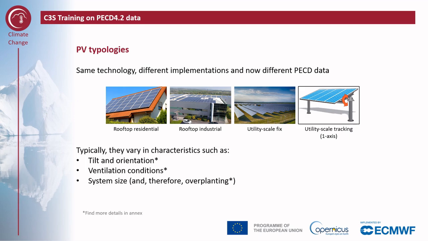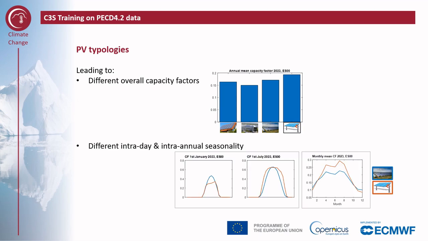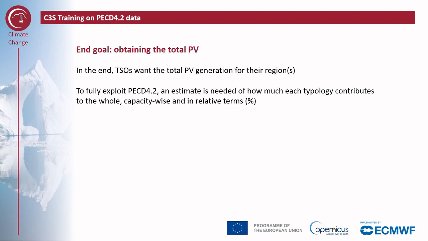Typically, these vary in characteristics such as module tilt and orientation, ventilation conditions, and system size, which in turn influences overplanting. To make the video short, we included more details about this in Annex. These variations across typologies lead to different overall capacity factors, but also its intraday and intra-annual seasonality. In the plots below, we see an example for Spain 2023, with the tracking surpassing fixed setups mainly between April and September. But in the end, the goal is to obtain a total PV time series.